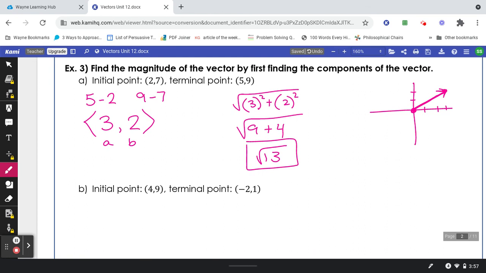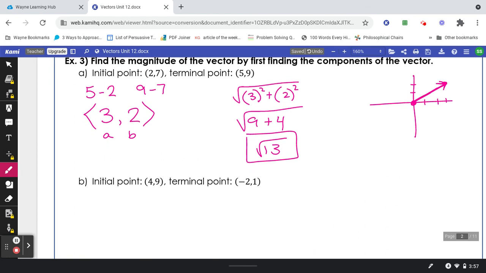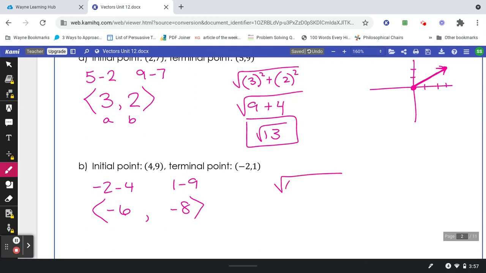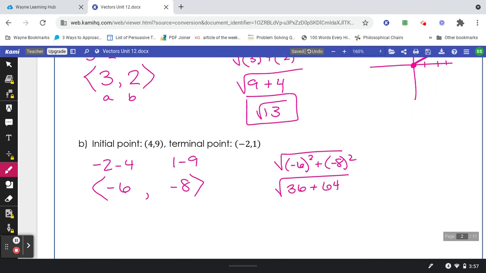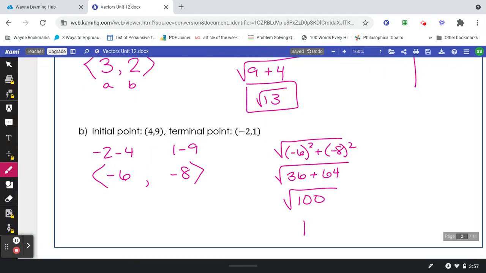All right, last one. Change it into component form first. -2 minus 4, 1 minus 9, -6, -8. And then just plug it into the magnitude equation, which again is just the Pythagorean theorem. Going a little fast on this last part, I know, but if you need to, you can always slow the video down, pause it, go back to the stuff that you need. Square root of 100 gives us a 10, which means the length of that vector would be 10. And that's it.